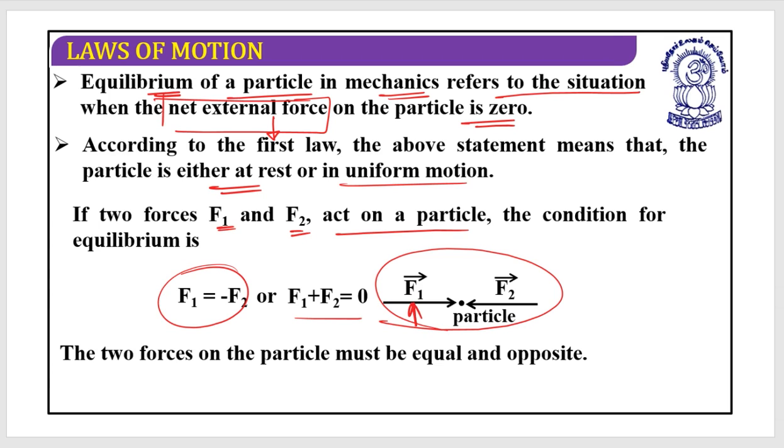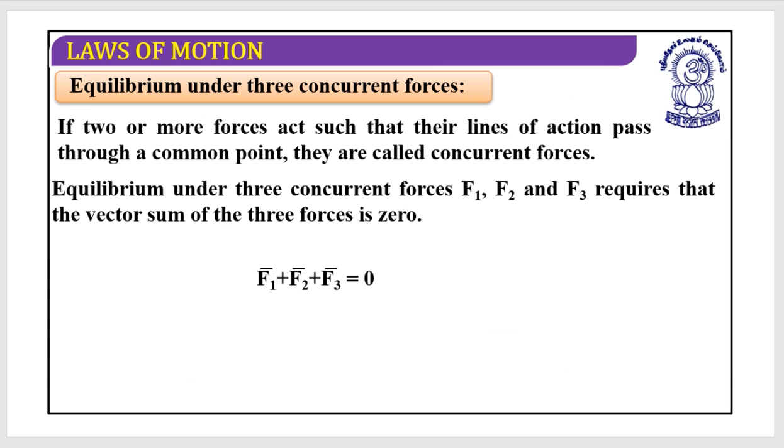So if one of the forces is acting in positive x direction, another force must be acting in negative direction, and these two forces on the particle must be equal and opposite. That is the only situation where two forces can create a zero resulting force, or I should say the particle would be at rest. Is it clear? So this is the situation when only two forces are there.